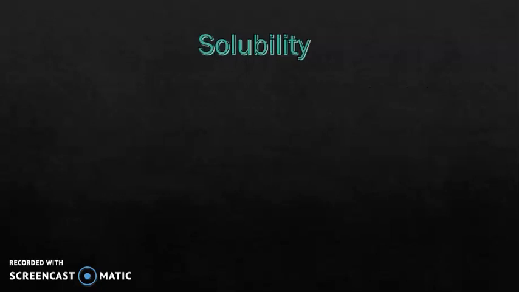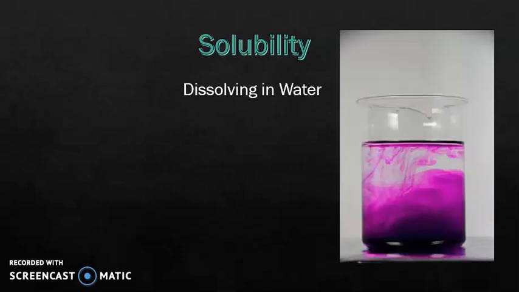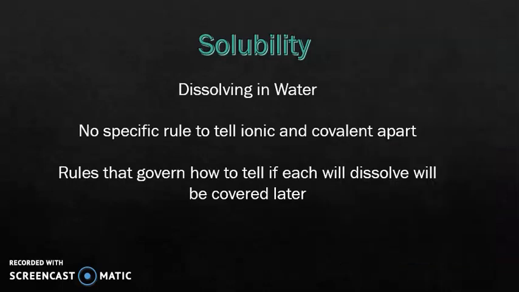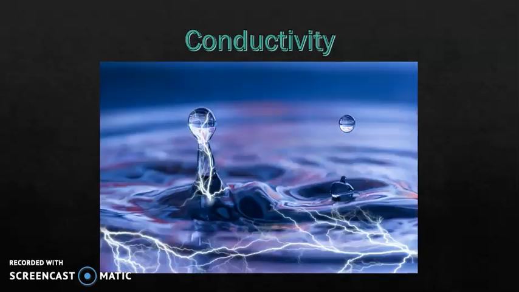Something else we can discuss is solubility. Now, solubility means to dissolve in water, or its ability to be soluble or dissolve in water. And again, at this point, we don't necessarily have a specific rule to tell the difference between an ionic and a covalent part. We're going to learn about them in subsequent learning, but not right now. So again, just know that at this point, you can't simply tell an ionic and a covalent substance apart by chucking it in water and seeing whether or not it's going to dissolve.